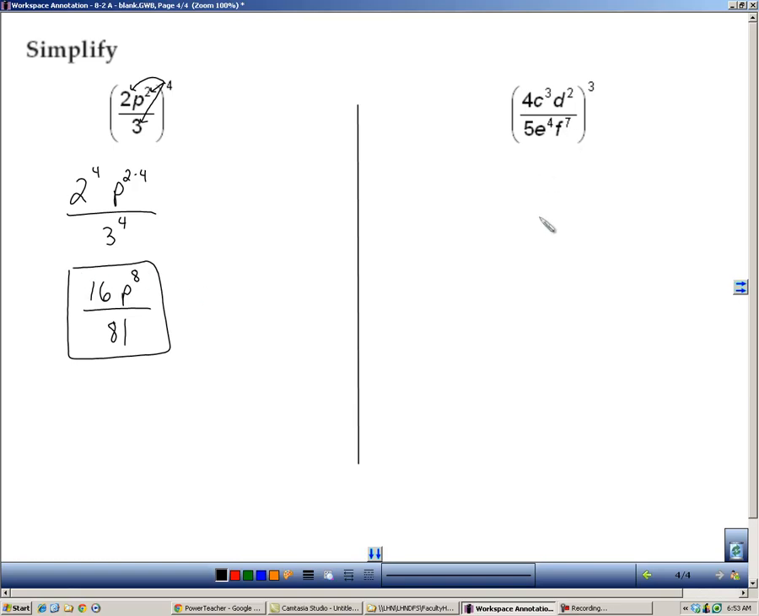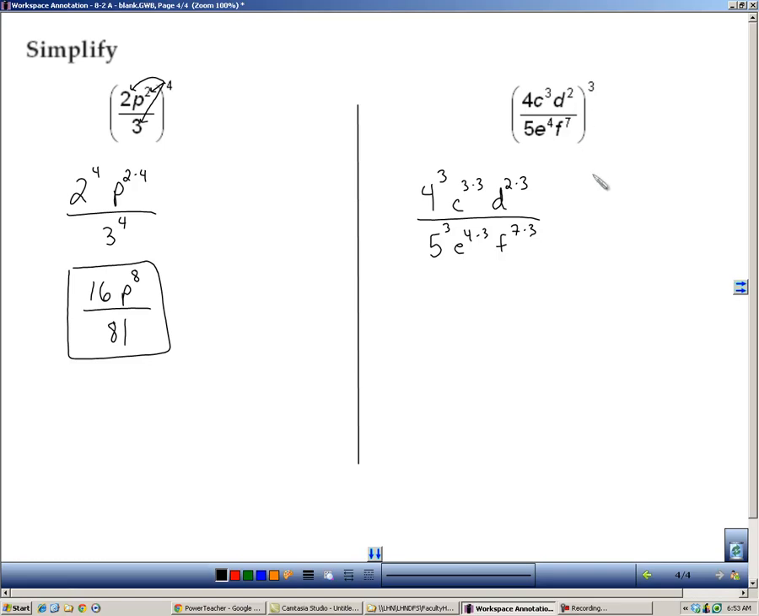Our next example incorporates the power of a quotient rule and also a quotient of powers rule that we also learned. So let's do that. This 3 has to apply to everything. So 4 cubed, c to the 3 times 3, because you multiply exponents when you take a power to another power. d to the 2 times 3, that's power of a power there. 5 to the 3rd, e to the 4 times 3, and f to the 7 times 3. Notice how the 3 on the outside applies to everything inside.